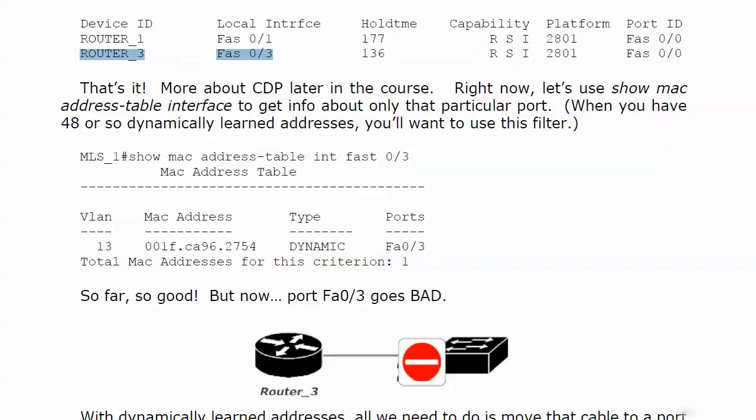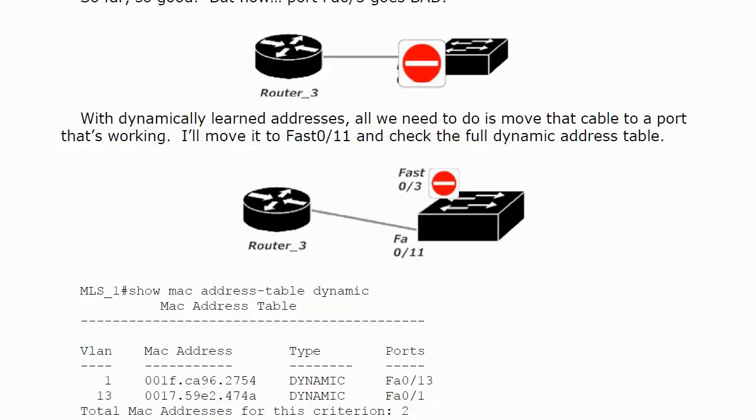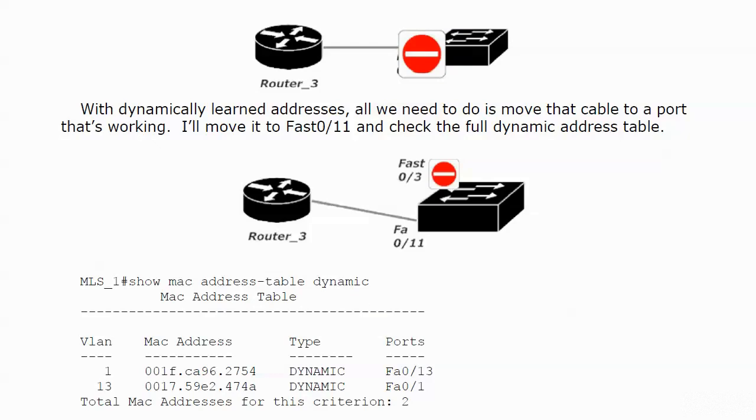Well, with dynamically learned addresses, all we need to do is move that cable to a port that's working. And in this example, I moved it to 0/13, and then I went to check the full dynamically learned address table, show MAC address table dynamic. And you can see the entry for that MAC address has been moved to 0/13.